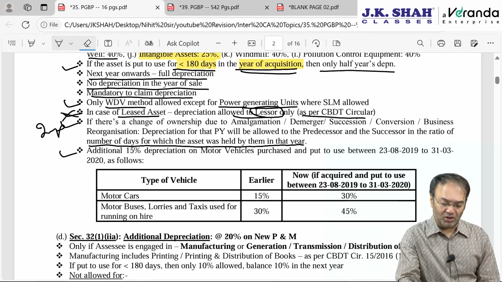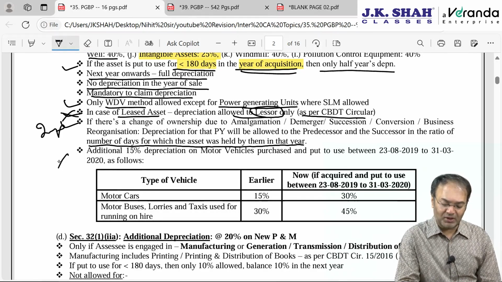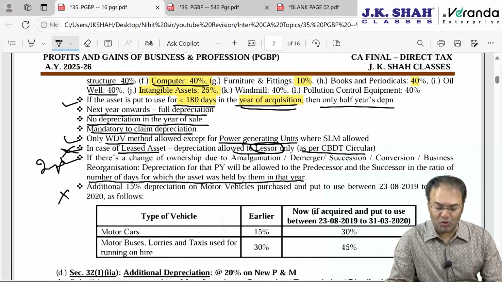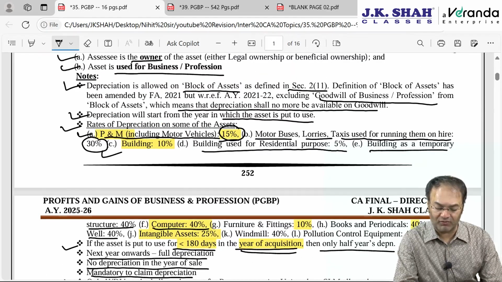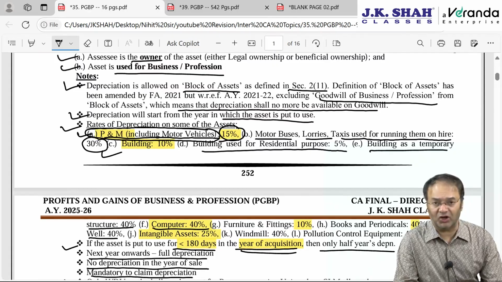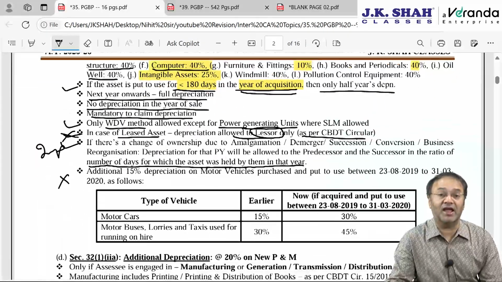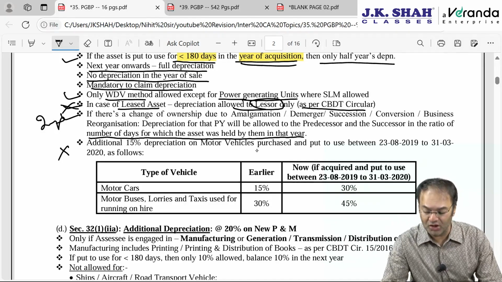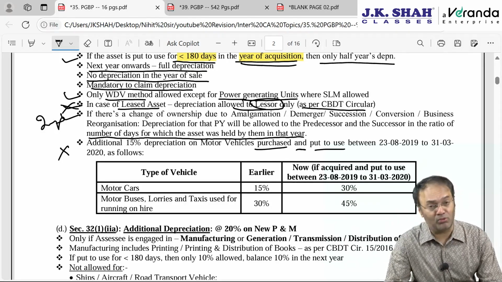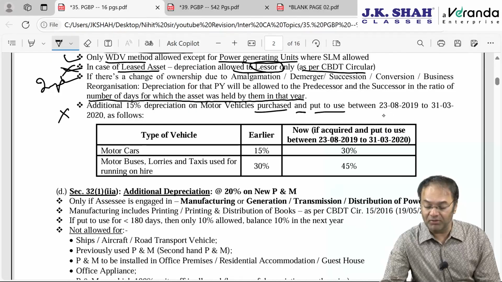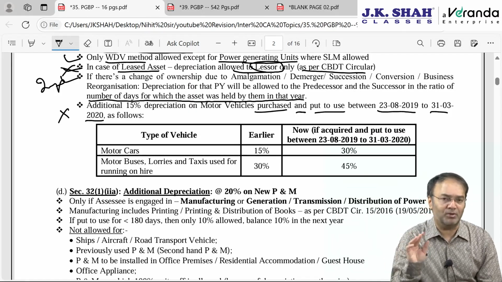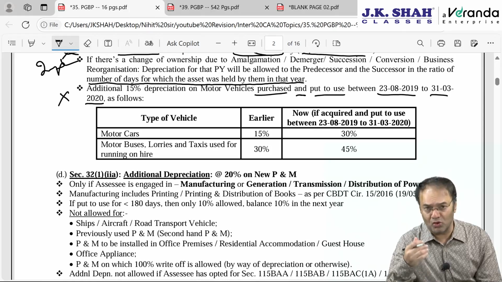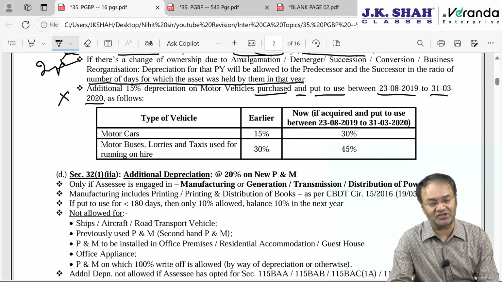Next point is unimportant. It says extra depreciation on motor vehicle. Normally, motor vehicle is not separately covered. Motor vehicle is considered as part of plant and machinery. And being plant and machinery, the rate of depreciation is 15%, but an extra 15% will be allowed if the motor vehicle was acquired and put to use, both conditions to be fulfilled, between 23rd August 2019 and 31st March 2020, which happened before Corona. To give a boost to the automobile industry, the government came out with this extra depreciation.